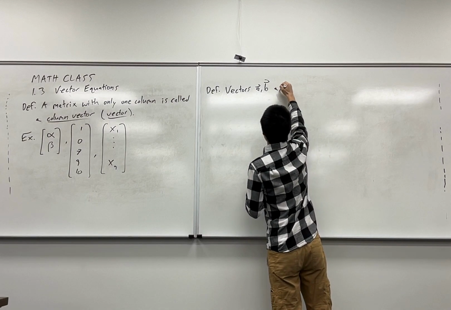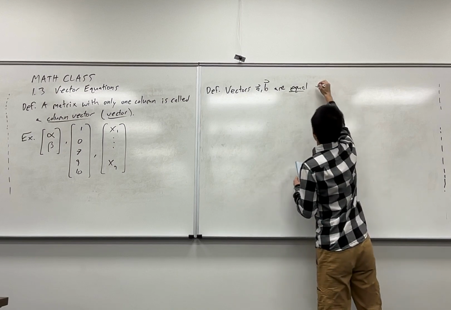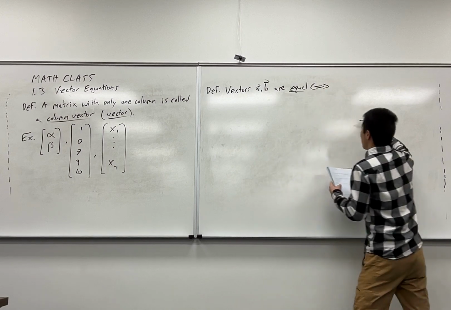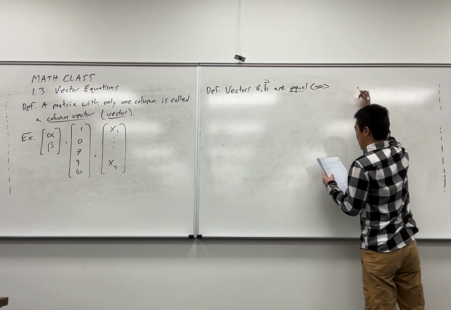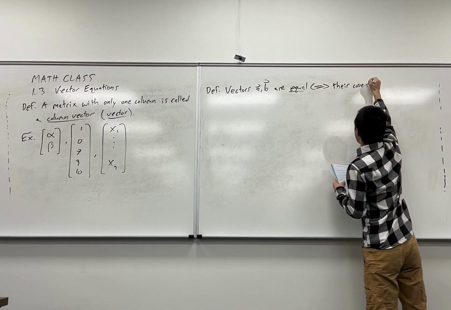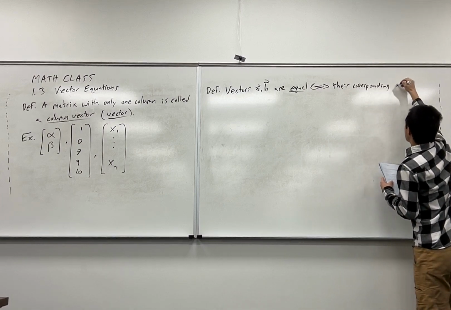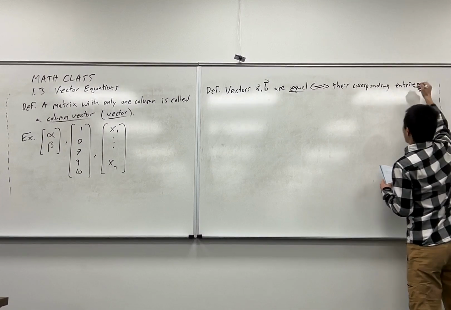These two vectors we consider to be equal to each other if and only if, meaning that these are logically equivalent statements, their corresponding entries are equal.